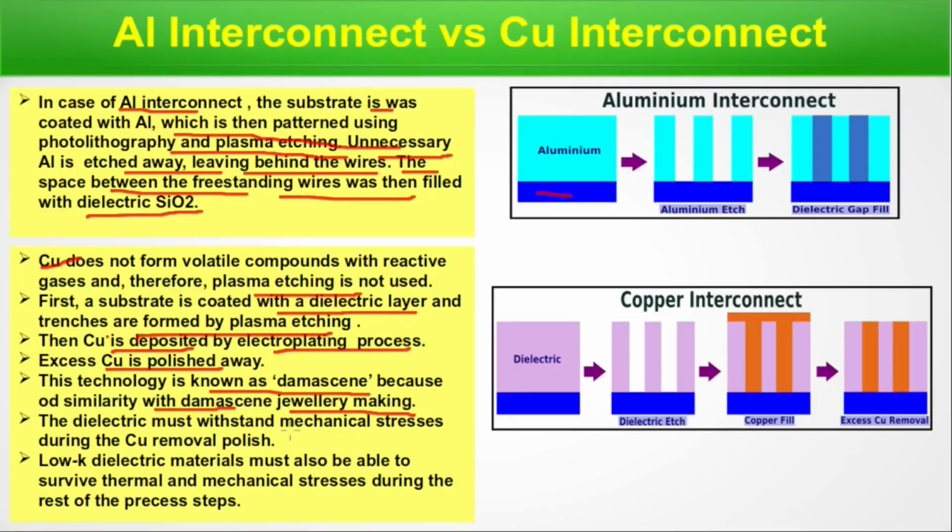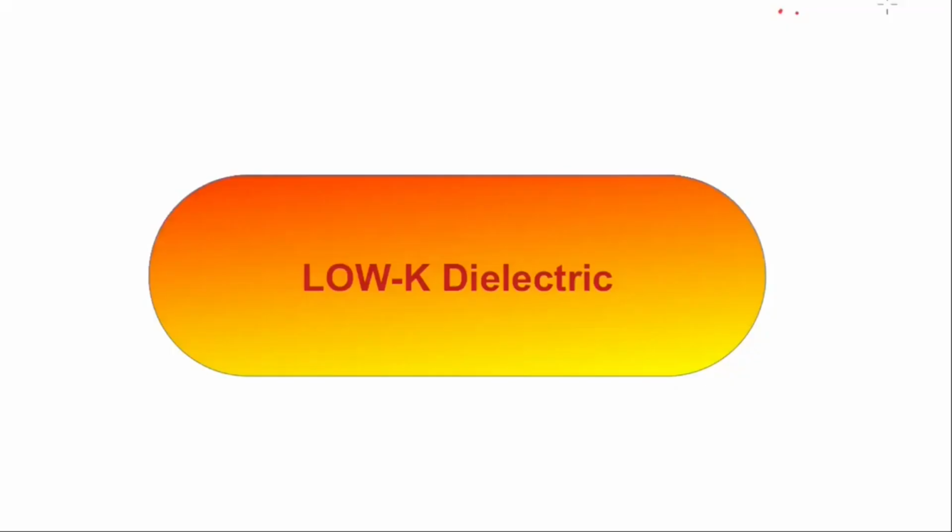The dielectric must withstand mechanical stresses during the Cu removal polish. And low-K dielectric materials must also be able to survive thermal and mechanical stresses during the rest of the process steps. All these high temperature processes related to copper, the dielectric layer must withstand that. So from here we can understand the requirements for a low-K dielectric candidate, which is mechanically stable, which can handle these higher thermal cycles, and which doesn't react at high temperature and during these process steps. We are done with this slide. Now we will move to the next slide, low-K dielectric.